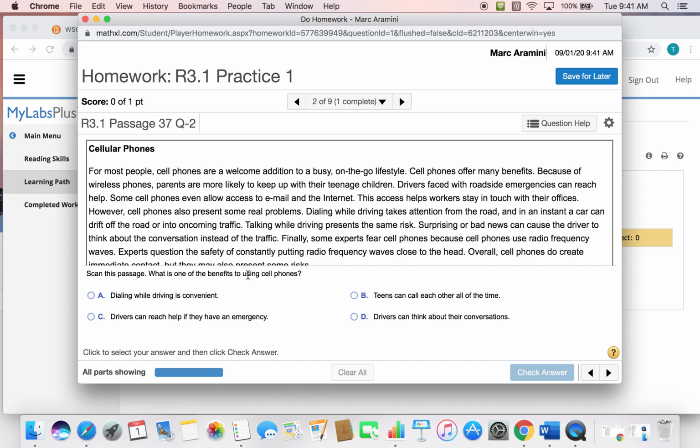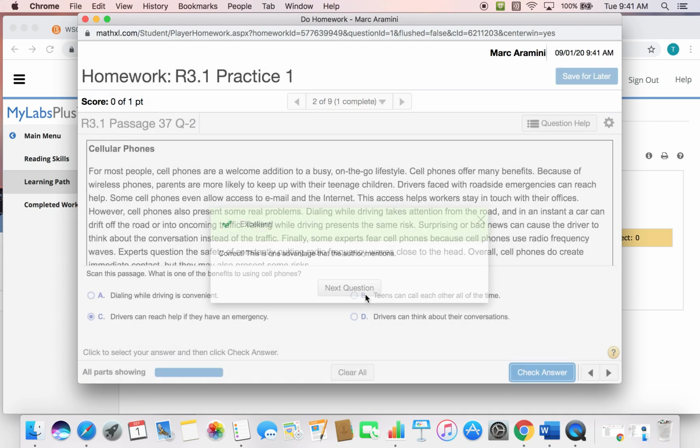What is one of the benefits to using it? Okay, so it mentions that if there's a car drift or something like that, they can help in case of emergency. So we've already kind of dealt with that.